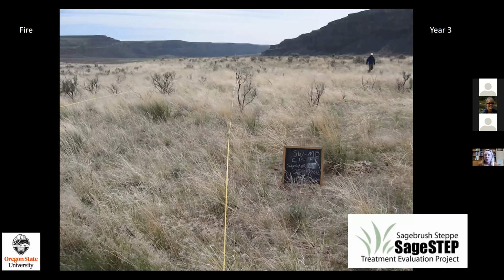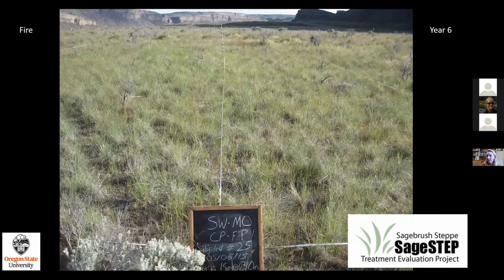3 years, starting to get some pretty dense herbaceous cover there. Year 6, that persists, with not a lot of shrubs starting to come back in.